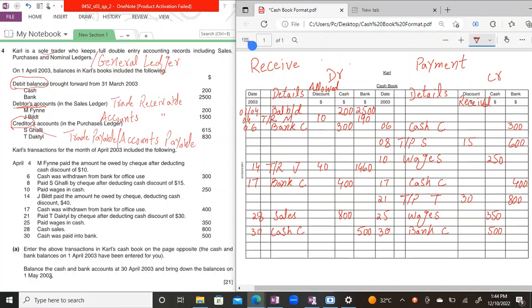cash and bank accounts at 30th April 2003, and bring down the balance on 1st May 2003. All right. So leave one line for the balancing. So here you can see the total of the cash is 200 plus 300 plus 400 plus 800. It is 1700. For discount allowed, it is $50. Similarly, here discount is $45.